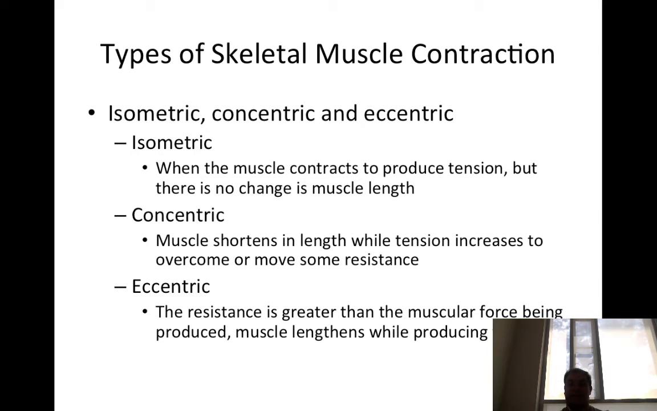You have 3 basic types of muscle contraction: isometric, concentric, and eccentric. The eccentric, I think, is one of the ones I did a lot of research with when I was doing my master's degree, but we'll go in order here. Isometric: the muscle contracts to produce tension, but there's no change in muscle length. Bam. My left hand here is the wall, right fist, bam. Muscles producing tension, but no change in muscle length. That's my biceps, some forearm muscles.